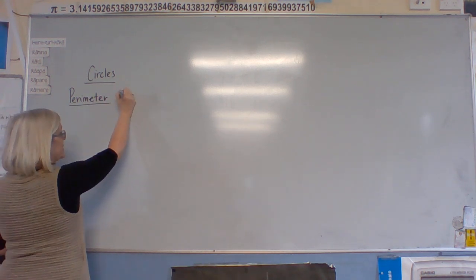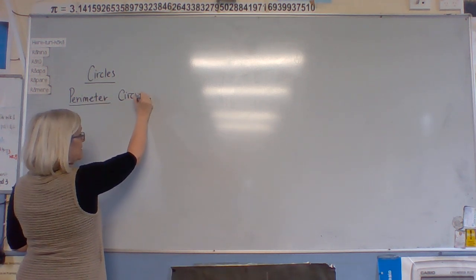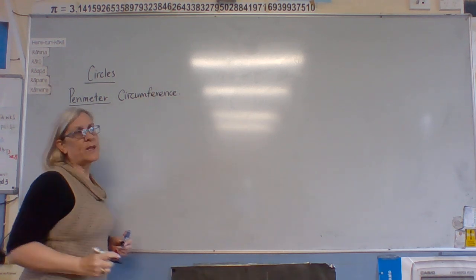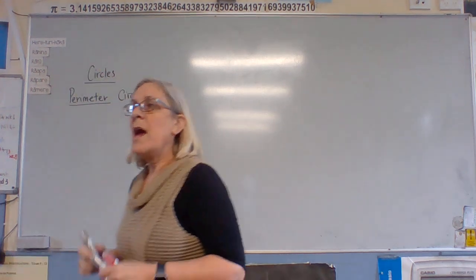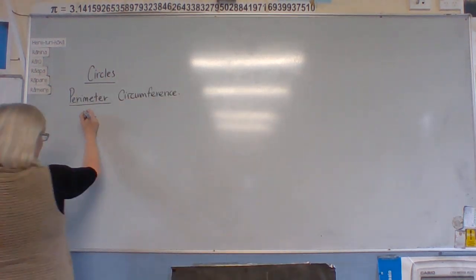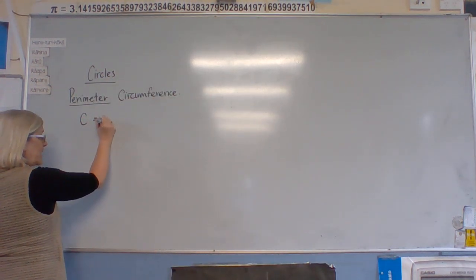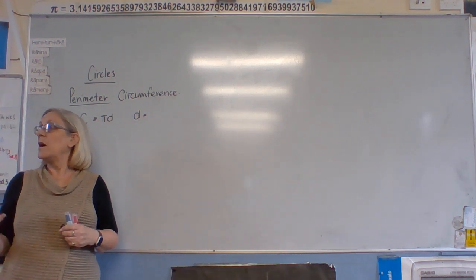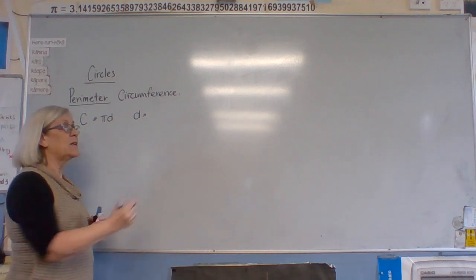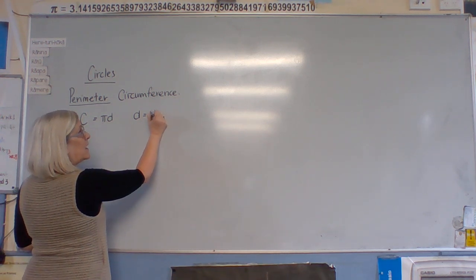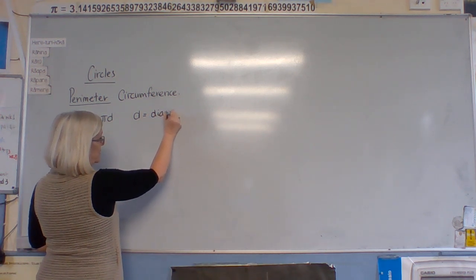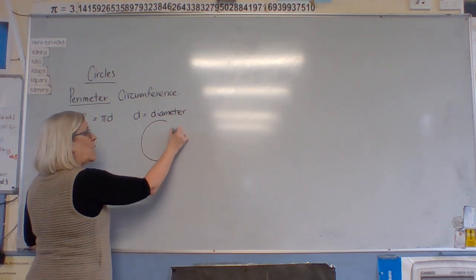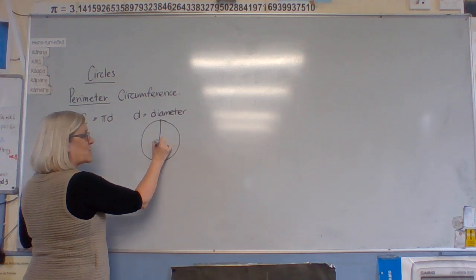We actually need to know that it is the circumference. That's the word we use for the perimeter of a circle. And on our formula sheet, it says that the circumference equals pi d. What does the d stand for? In a circle, it stands for the diameter. Good. Now, the diameter is the line that goes from one side of a circle to the other side through the centre.